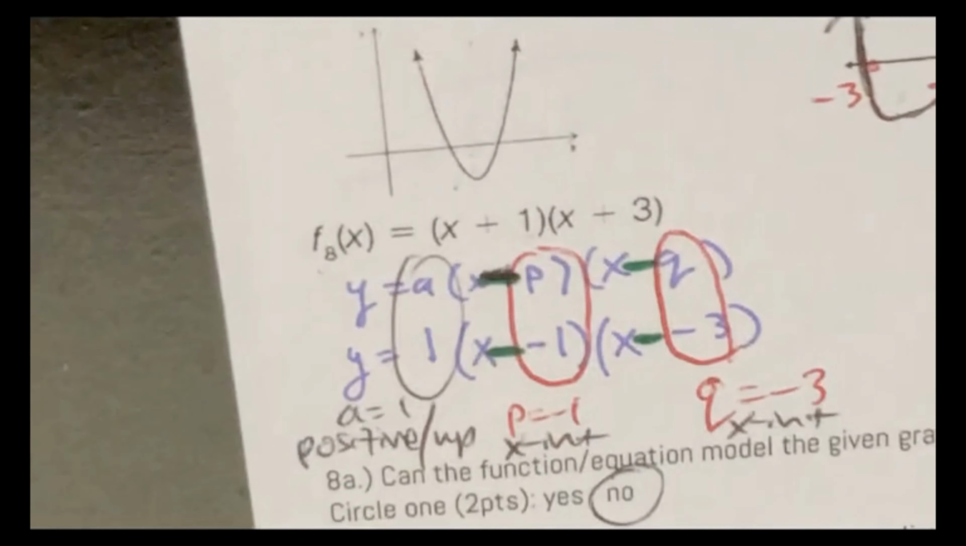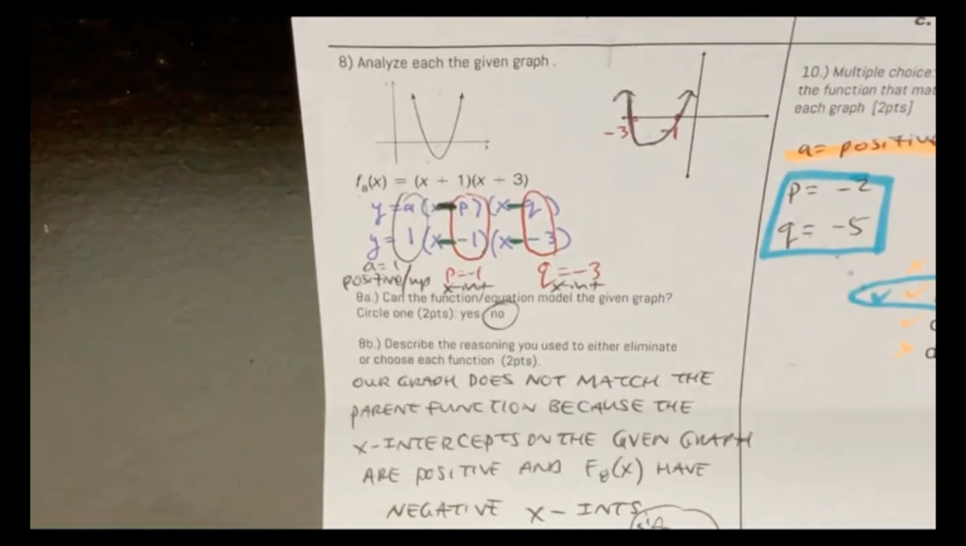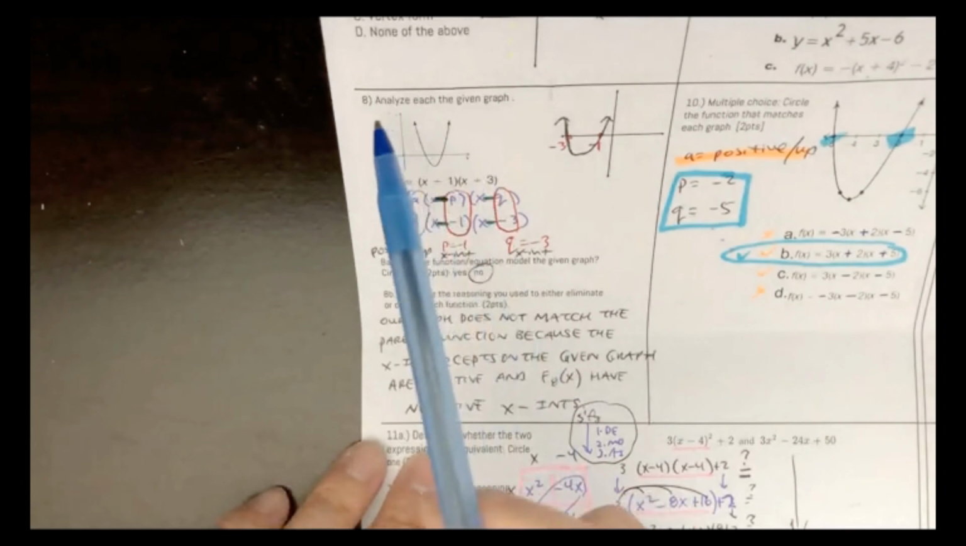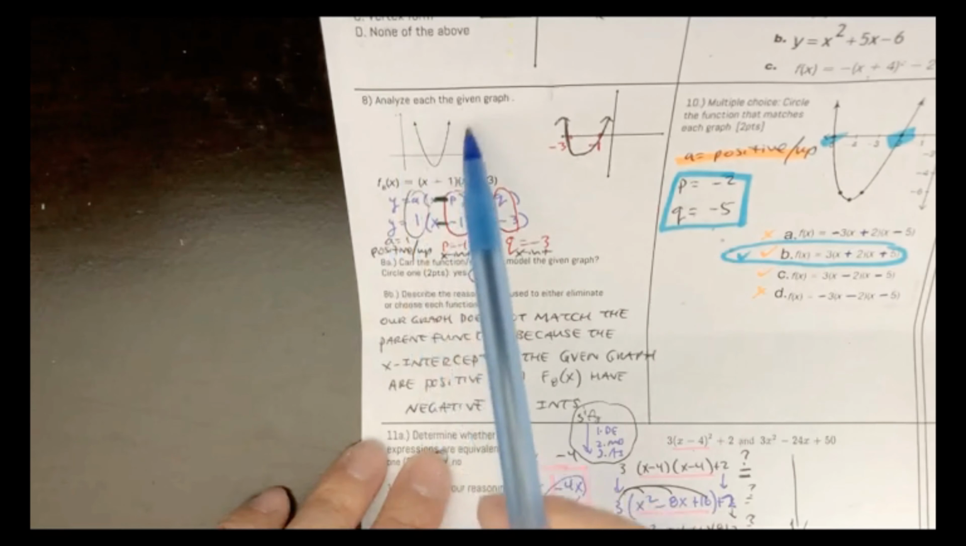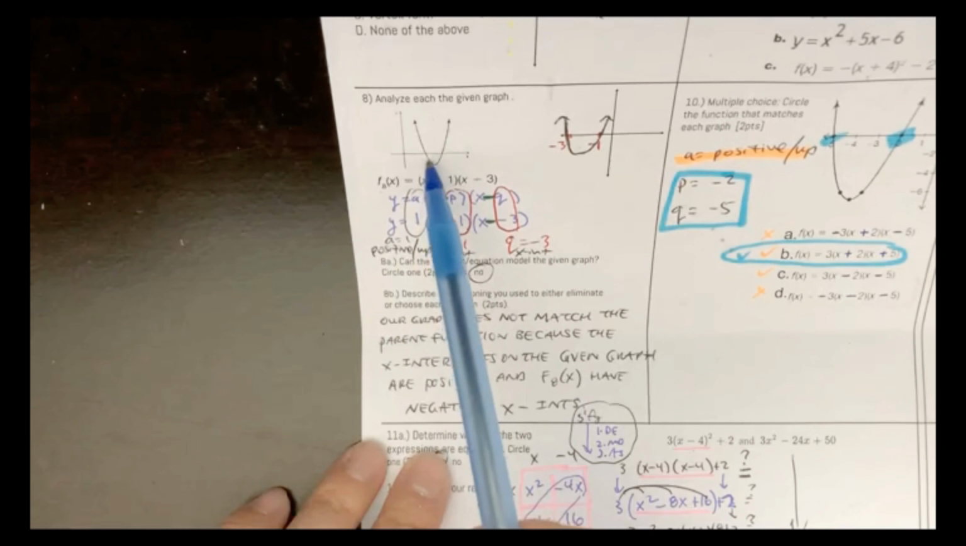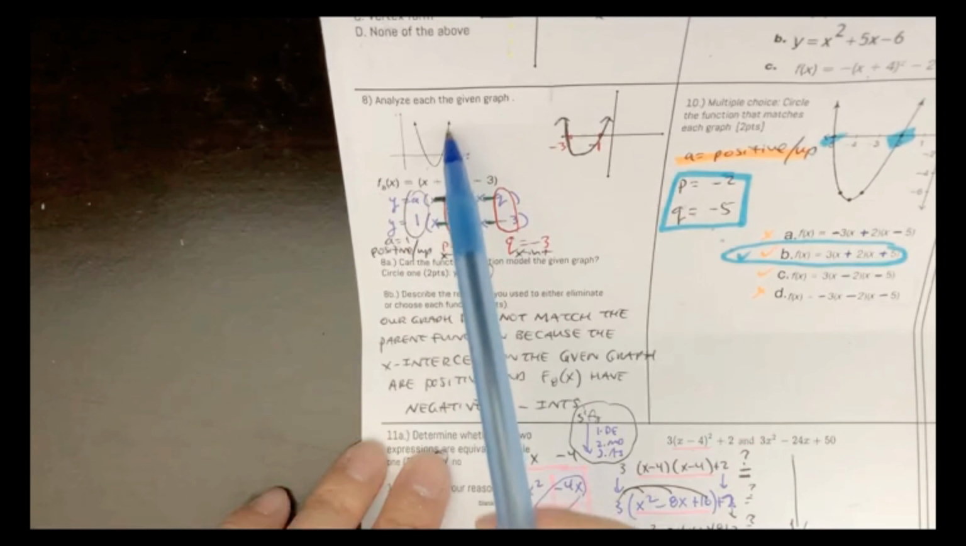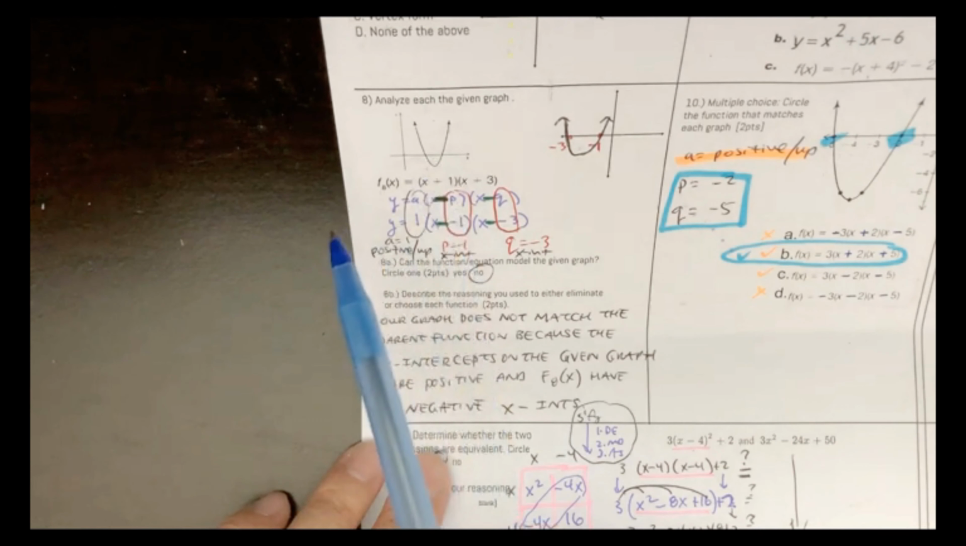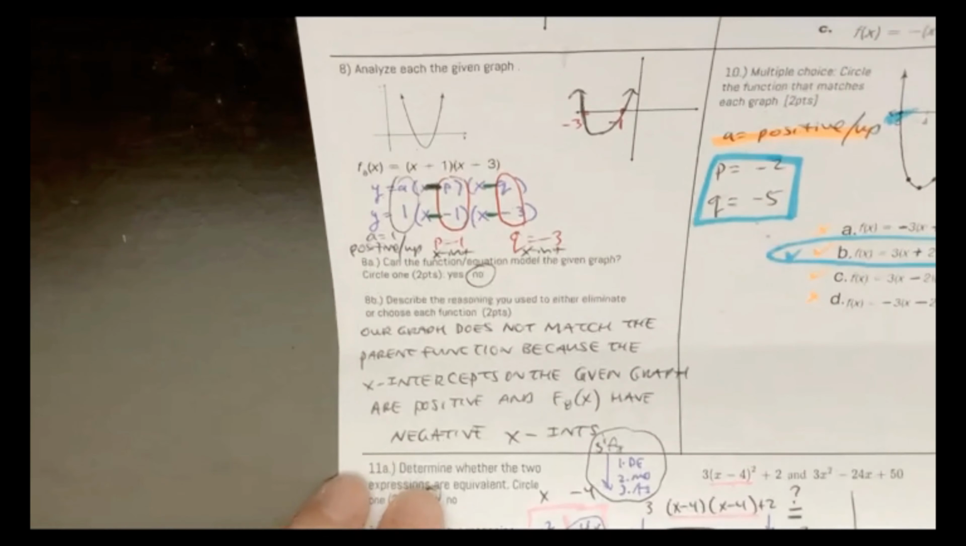Question number 8. It's from our packet. Analyze each given graph. So here's the graph they've given me. I notice that it opens up, so I know my a value should be positive, and then the x-intercepts right there are also positive. Our p and q values are positive.